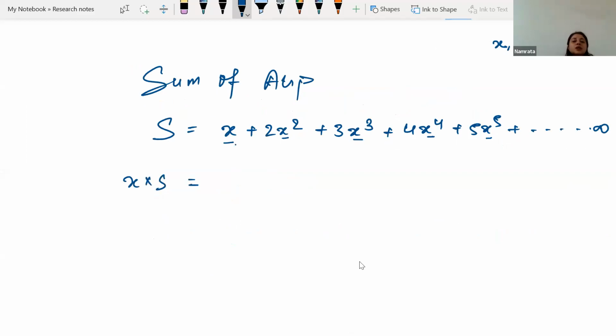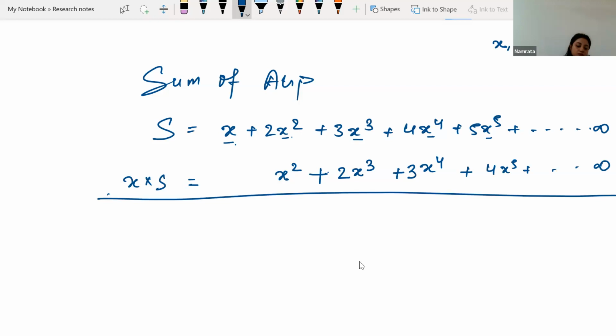So the first term became x square. I am writing it below this. The second term became 2x square times x, which is 2x cube, and I am writing it below x cube. The third term became 3x to the power 4, written below it. The fourth term became 4x to the power 5, written below it, just like that till infinity. Is it clear so far how we are doing the multiplication and writing it by shifting one place? Yes, ma'am. Now let's do the subtraction.